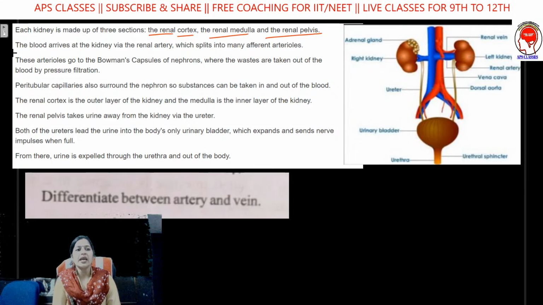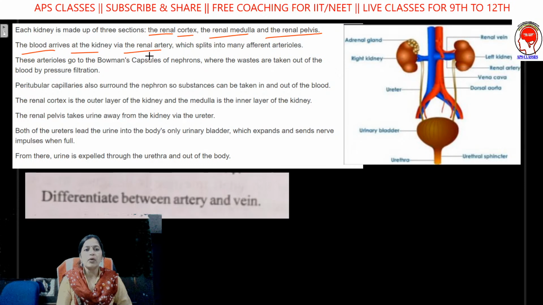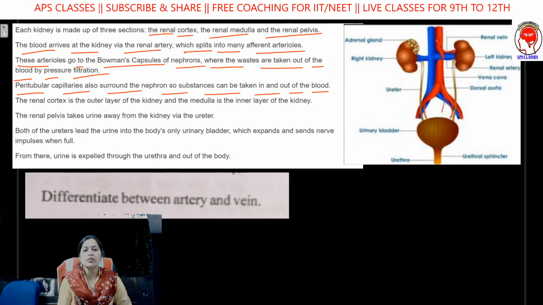The blood arrives at the kidney via the renal artery. The renal artery splits into many different arterioles, and these arterioles go to the Bowman's capsule of nephrons, where the waste is taken out of the blood by pressure filtration. Peritubular capillaries also surround the nephrons, so substances can be taken in and out of the blood.